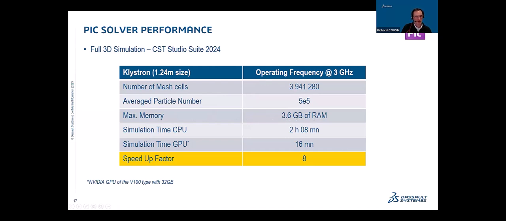you have here the performance that we can really reach. The simulation time with the CPU is roughly 2 hours, whereas as soon as we use the GPU, we can compute these simulations within 16 minutes. So with the GPU approach, we can reach a speed-up factor of nearly 8. That's really nice and really promising in terms of the complexity that we can also handle with CST Studio Suite.